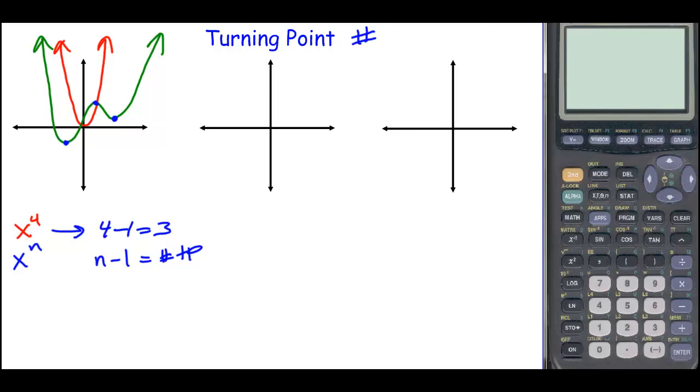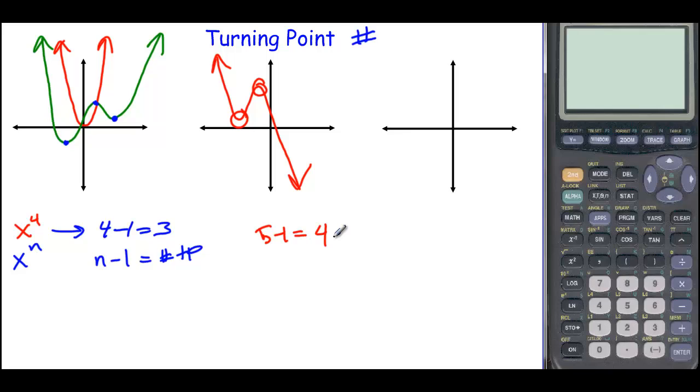If we had something of, let's say, x to the 5th power, I'm just going to mix one up here. So I'm going to go down, up, and then, let's say it was 5th power. That means that we have 5 minus 1, up to 4 turning points. And notice here we see 2. And as long as 2 is less than 4, we're okay.